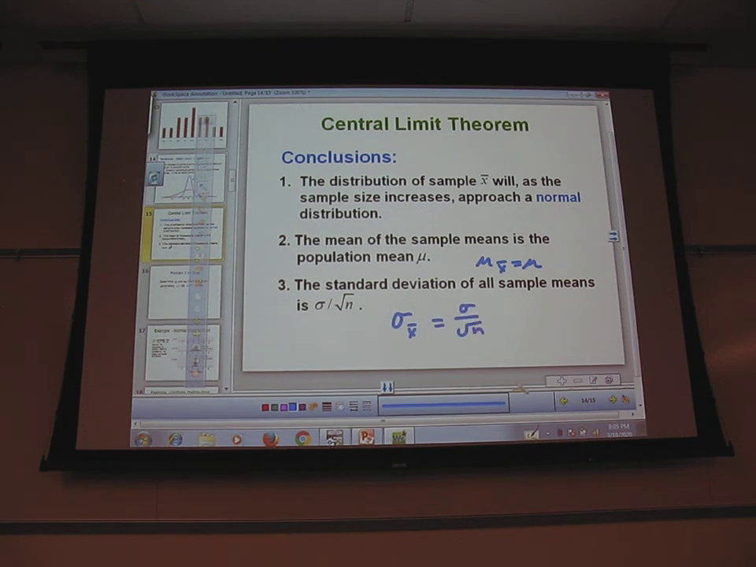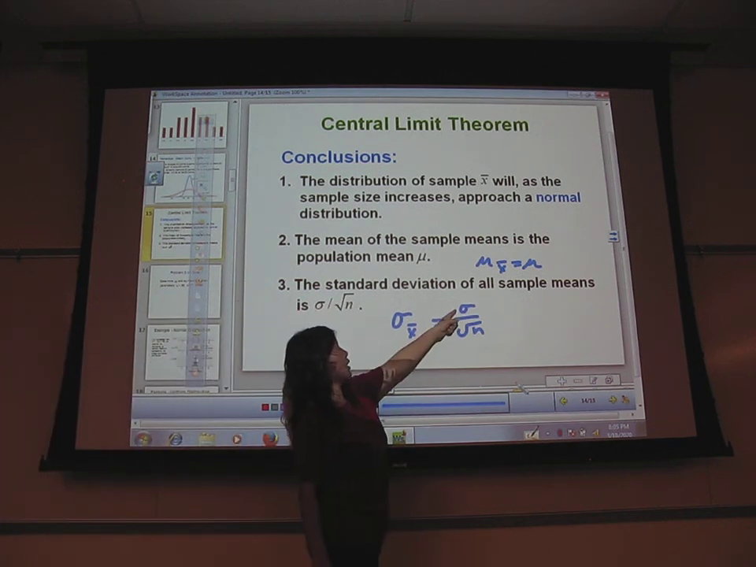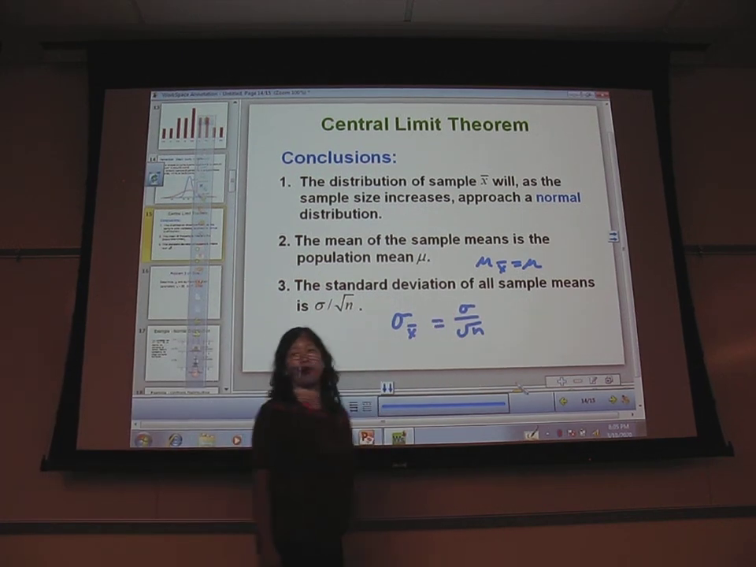Yep. So the mean is just the regular mean. The standard deviation becomes smaller. It becomes the old standard deviation divided by the square root of n.